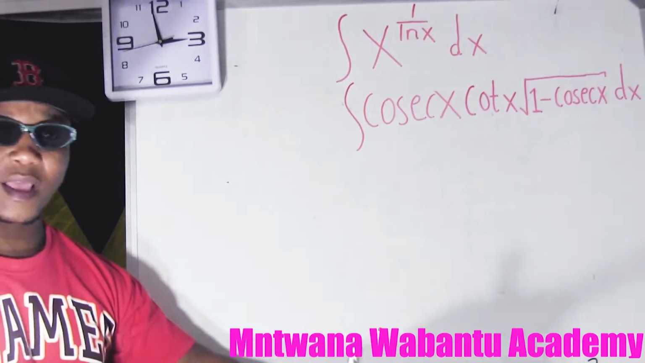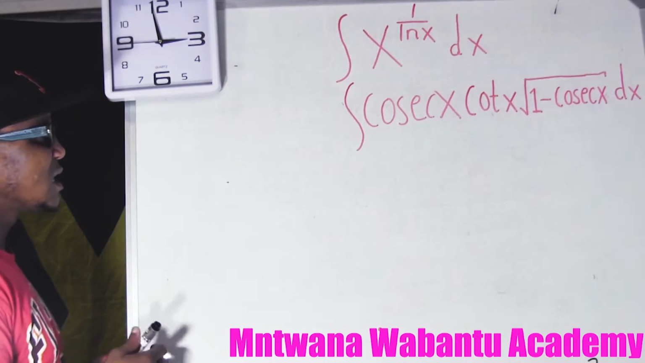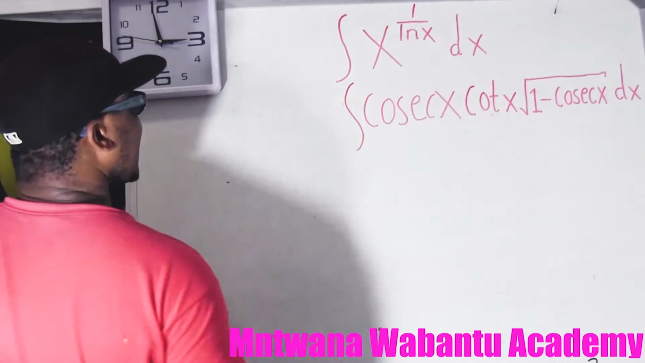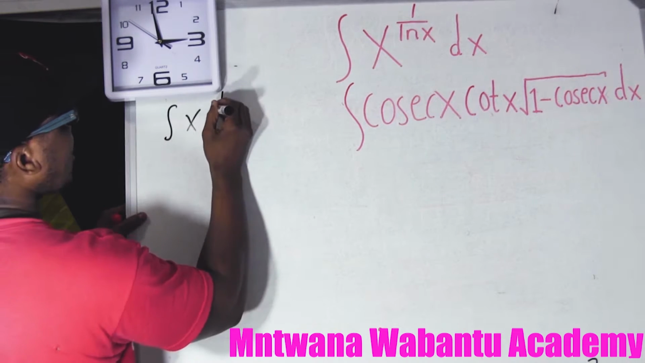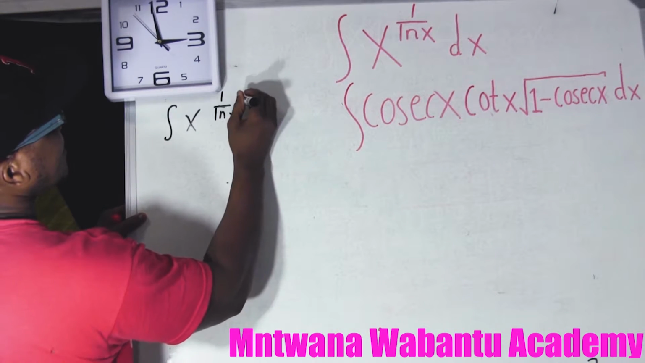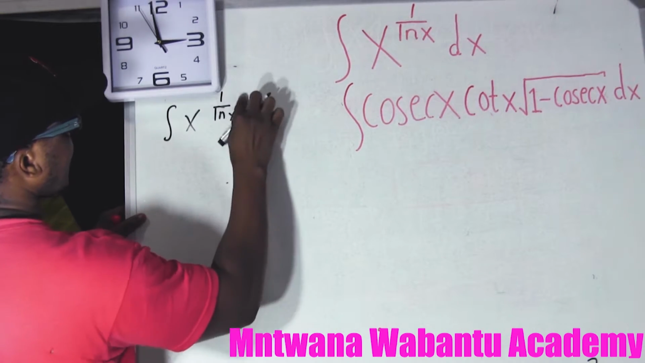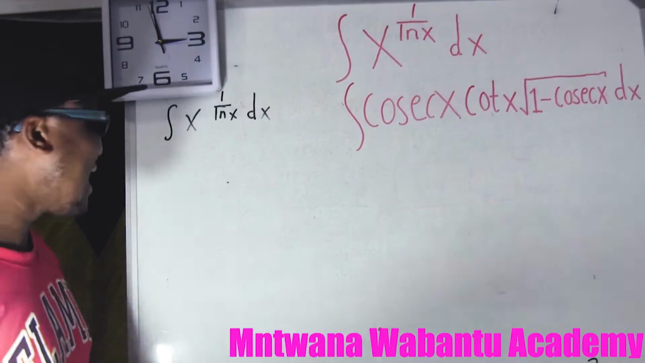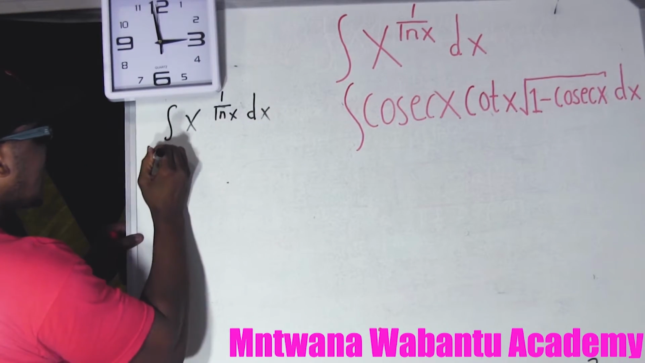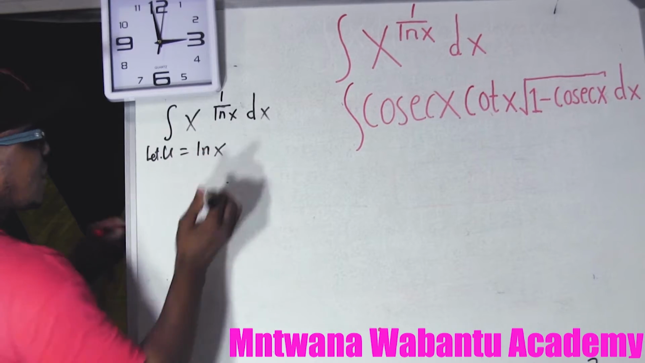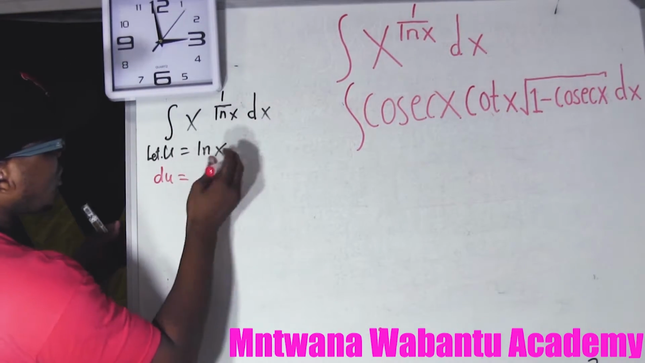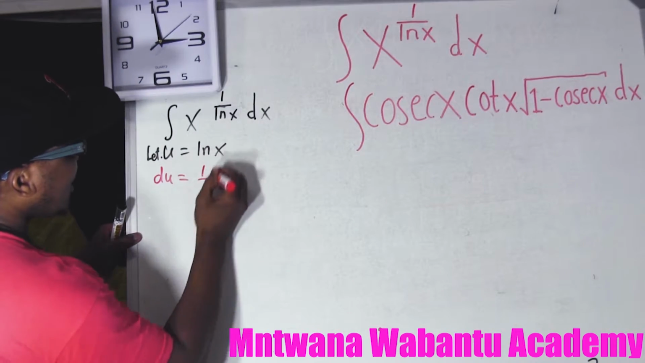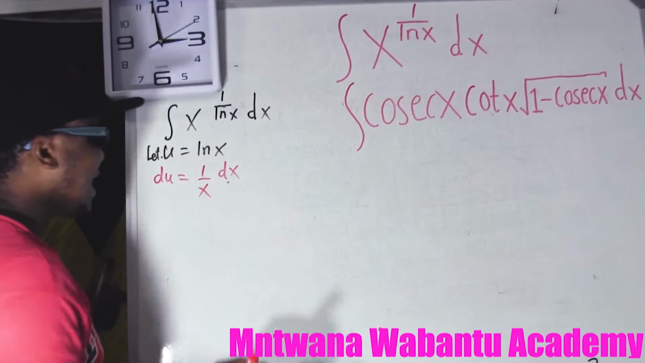So we have two questions here. Let me start with the first question. So this is our question here: the integral of ln x dx. So I'm going to let u equal to ln x, and then this is going to be du. When you differentiate ln x, you're going to get 1 over x dx.